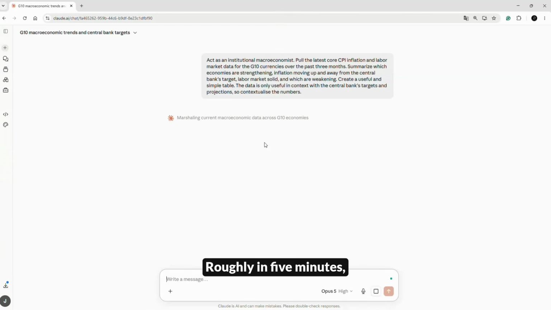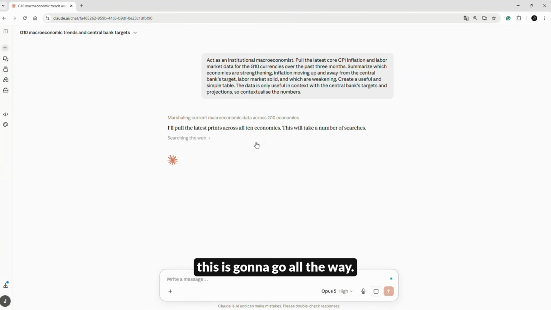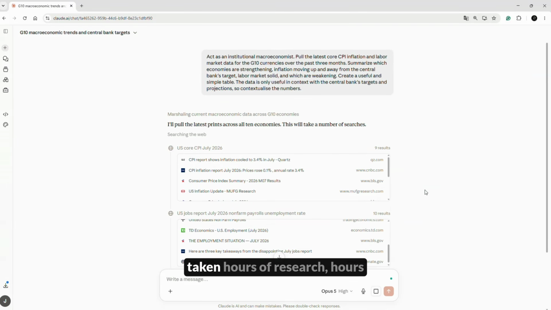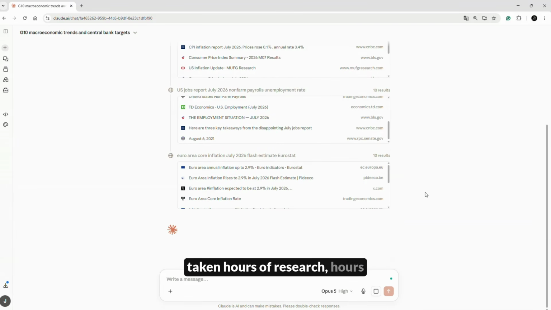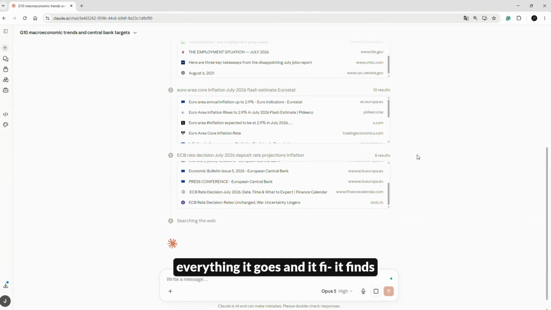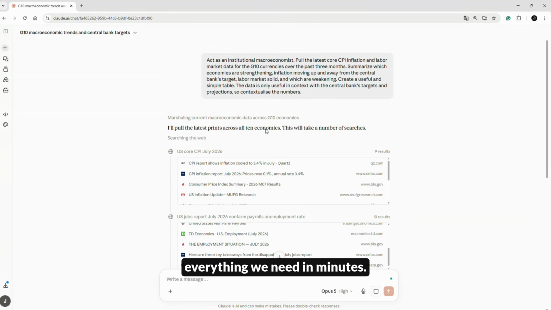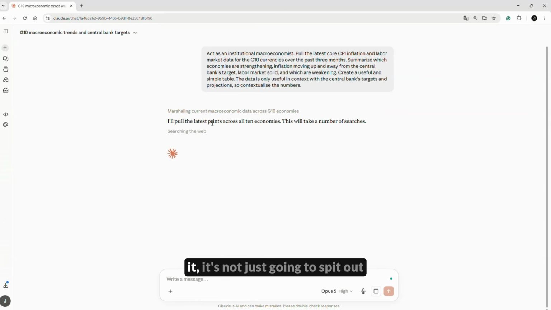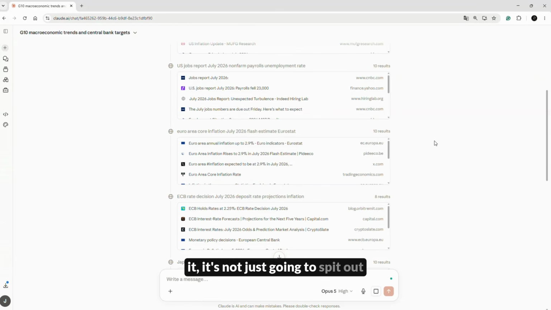Roughly in 5 minutes, this is going to go all the way. It's going to search everything on the web to find all the data we need. Things that would have taken hours of research, hours of managing a spreadsheet with everything, it finds in minutes. This is the magic and power of AI. And based on the prompt we gave it, it's not just going to spit out the data for the sake of data.